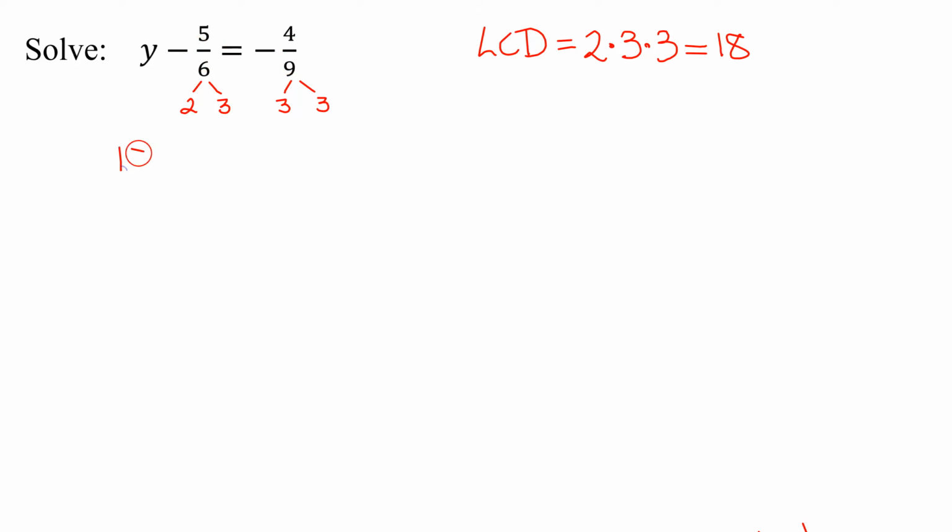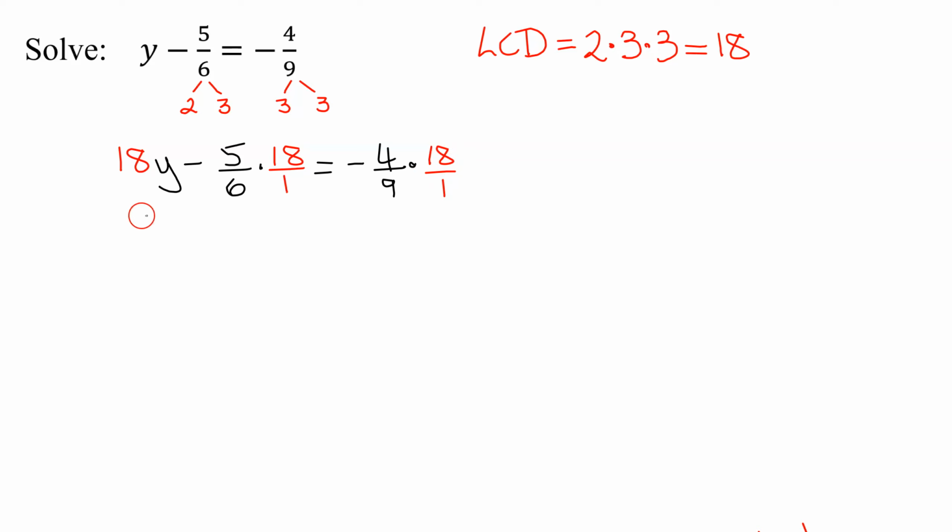So I'm going to multiply 18 times my first term, which is y, minus 5/6 times, I have to multiply that by 18, and since 5/6 is a fraction, I'm going to multiply it by 18 over 1 to make my life easier. So that equals negative 4/9 times my LCD, which I'm also going to write as 18 over 1.